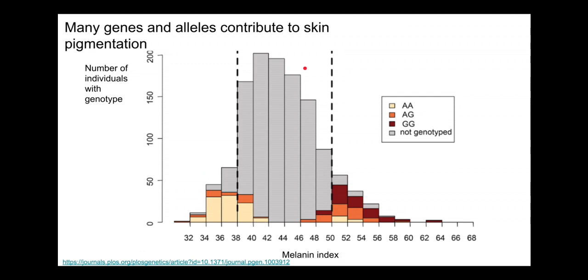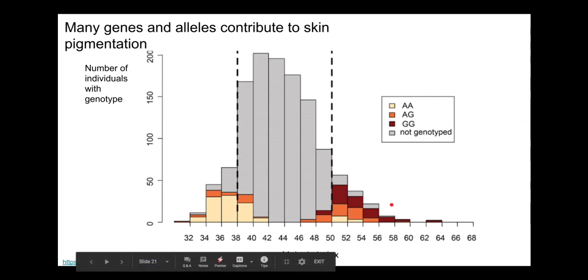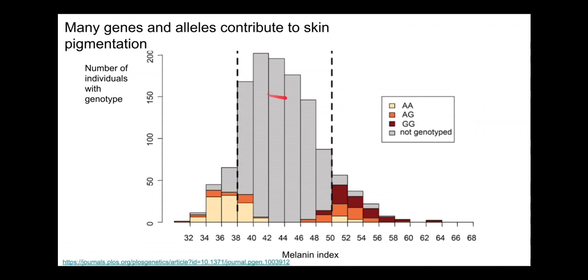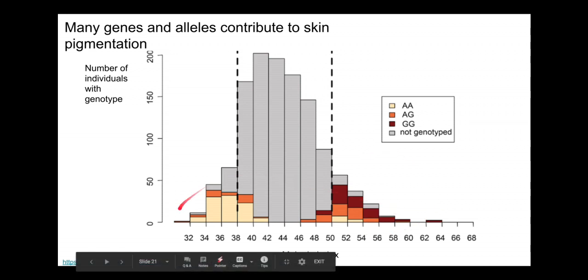And then they genotyped some individuals on the upper and lower end. So they sampled some individuals on the upper end of the distribution to determine their genotype for a single gene, and then they determined those on the lower end, the ones in the gray, in the middle. They must not have had enough money to sample these individuals, so they just focused on the extremes of the distribution, those with the highest melanin index, those with the lowest melanin index.